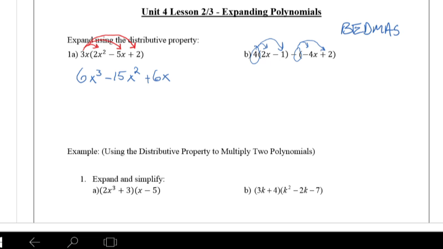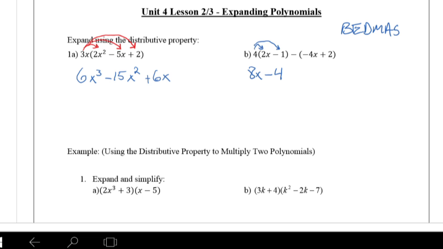But in this case, I don't really have anything to do inside of my brackets. So inside of each of those brackets, there's nothing further to simplify. So all I need to do then is move on to exponents. I don't have any exponents. Okay, multiplication. I'm going to multiply this 4 through the brackets. So I'm going to get 4 times 2 is 8x, and 4 times -1 is -4.